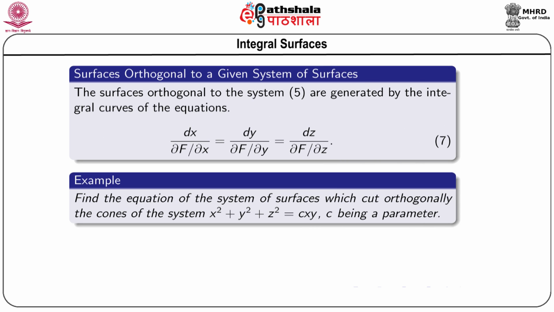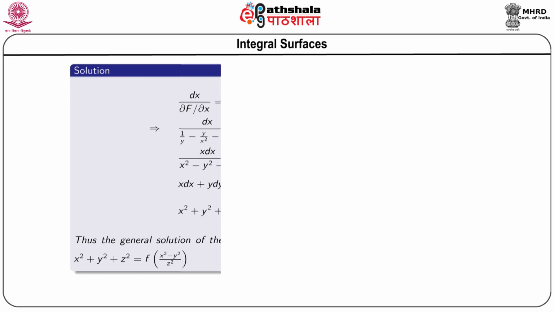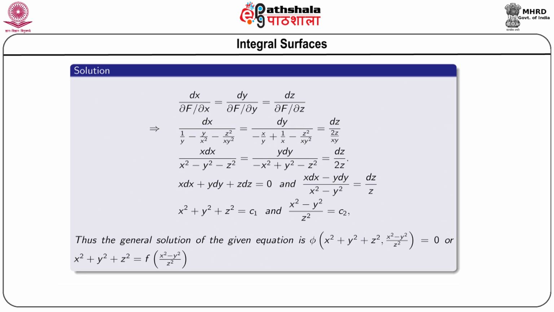Now, we shall illustrate the idea taking one simple example. So, let us take this example. We have to find the equation of the system of surfaces which cut orthogonally the cones of the system x square plus y square plus z square equals c x y, where c is a parameter. So, the auxiliary equation for the system of surfaces which are orthogonal to the given surface is dx by del f del x equals dy by del f del y equals dz by del f del z. So, if we know the expression for capital F and substitute these values, we obtain the simultaneous equation which is written here, and from this simultaneous equation one can obtain easily two integrals.